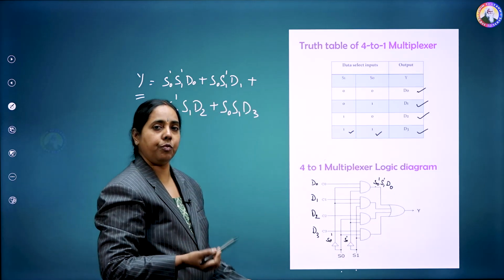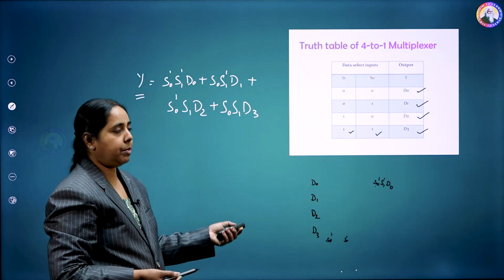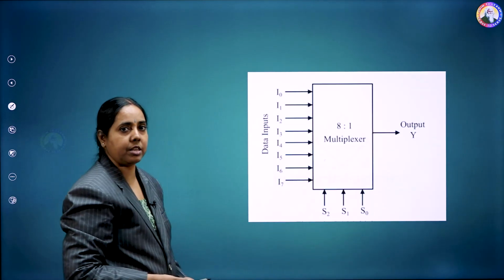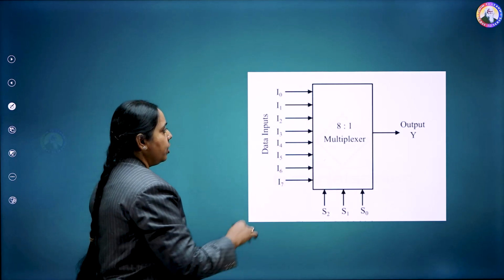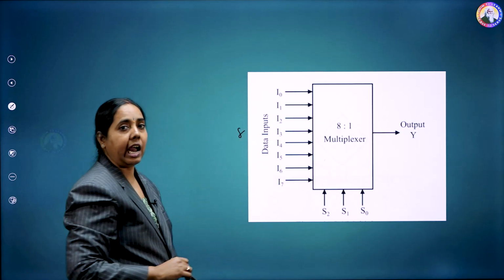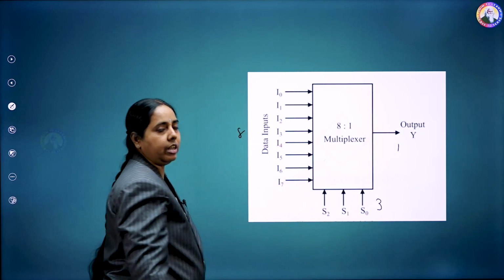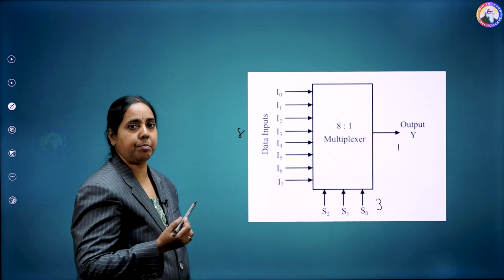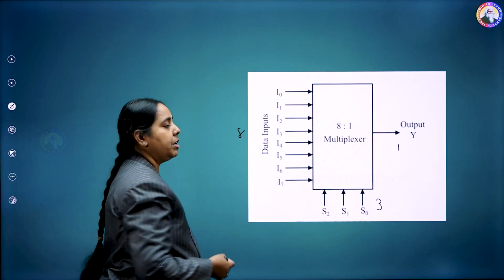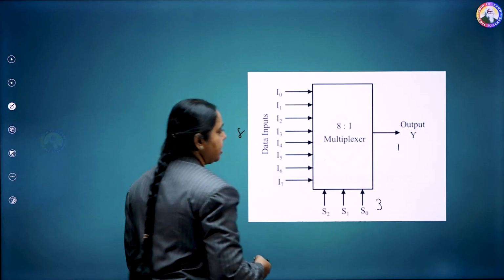So in this way, for any multiplexer, you will be having the block diagram, then the truth table, then the logic diagram. Next, we will go with the next type of multiplexer, that is the 8:1 multiplexer. In this 8:1 multiplexer, I will be having 8 inputs, 3 select lines and 1 output line. In the types we have seen, the 2:1 multiplexer comprises 1 select line, the 4:1 multiplexer comprises 2 select lines, and the 8:1 multiplexer comprises 3 select lines.